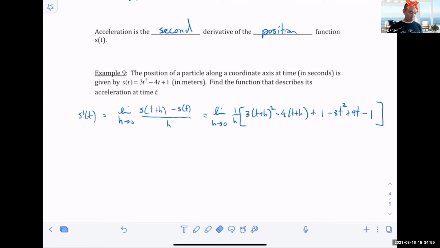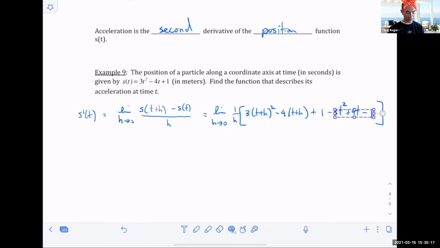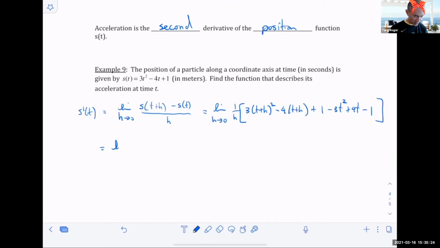Okay. I started this problem. I hope you can see on the screen. In the past, I wrote an extra step to distribute, but in this case, I distributed already for this part right here, just to save myself some writing. So let me just continue on. There's a limit as h goes to 0. Got the 1 over h in front here. I got to FOIL this guy.